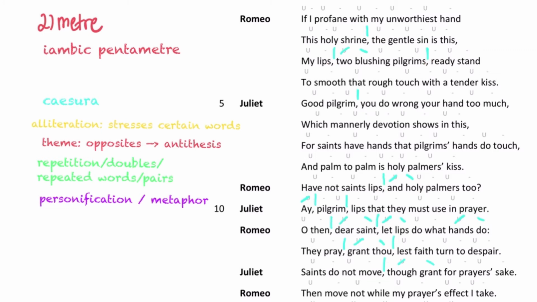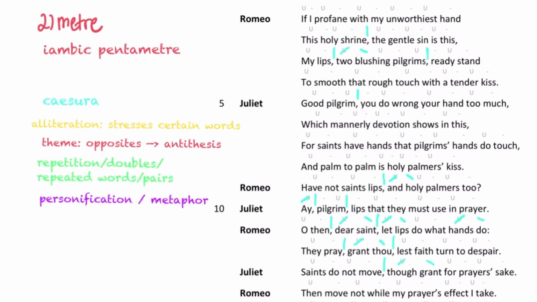So if you take, for example, this first line with the caesura here, "this holy shrine, the gentle sin is this." So that makes the gentle sin stick out, which is, and I don't have a color for that, an oxymoron, I think. Gentle and sin sort of don't seem to fit together. We can mark that in a minute.